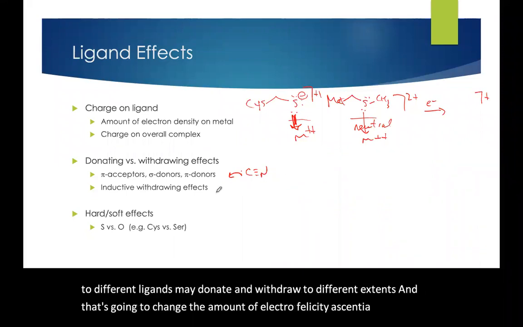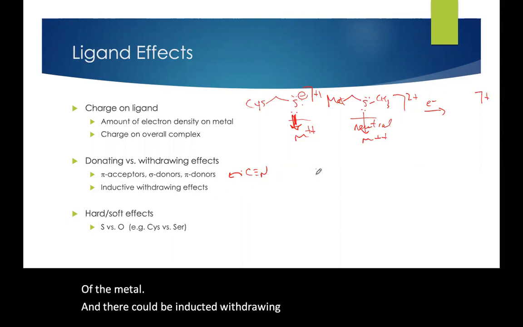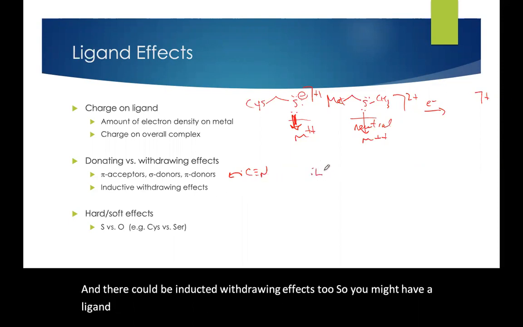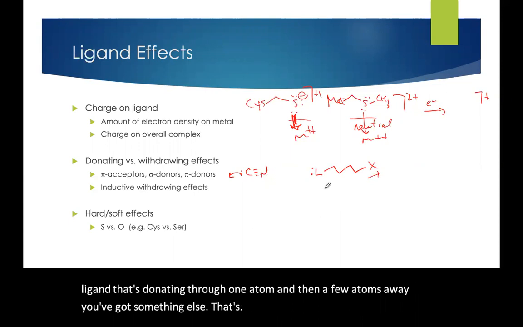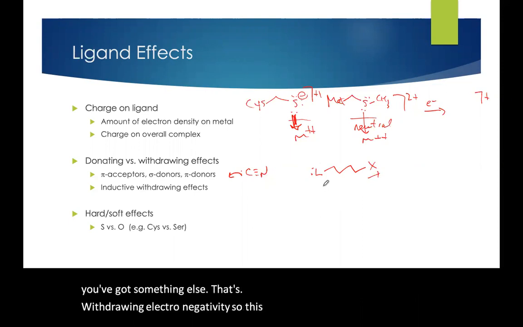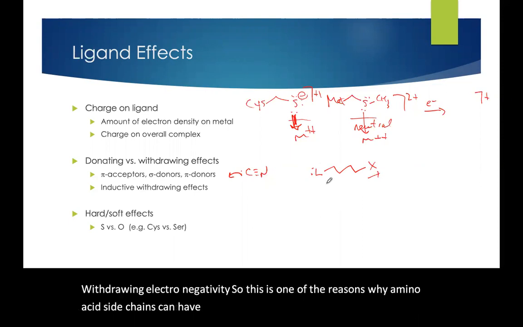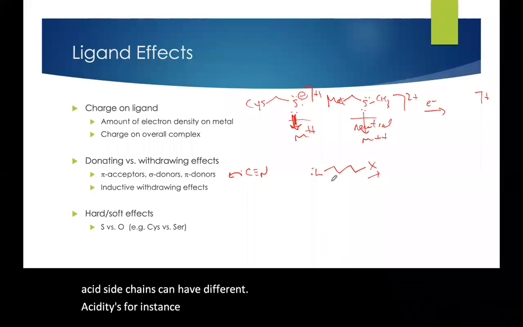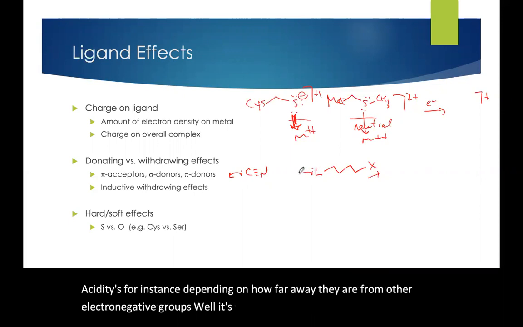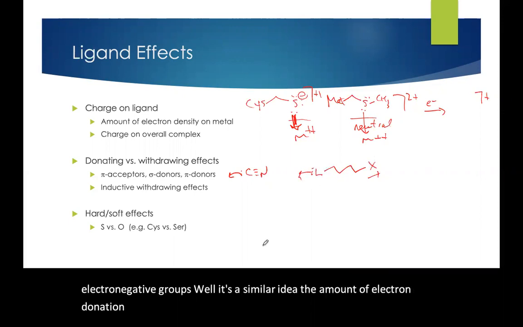And there could be inductive withdrawing effects too. So you might have a ligand that's donating through one atom, and then a few atoms away, you've got something else that's withdrawing electronegativity. And so this is one of the reasons why amino acid side chains can have different acidities, for instance, depending on how far away they are from other electronegative groups. Well, it's a similar idea. The amount of electron donation from this ligand depends on other factors further away.